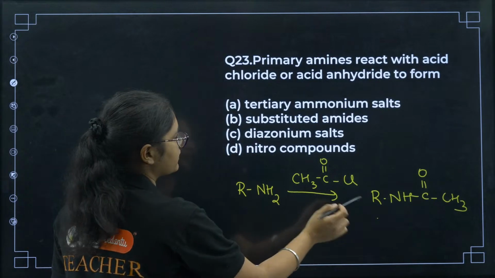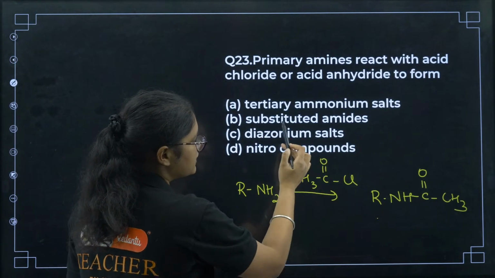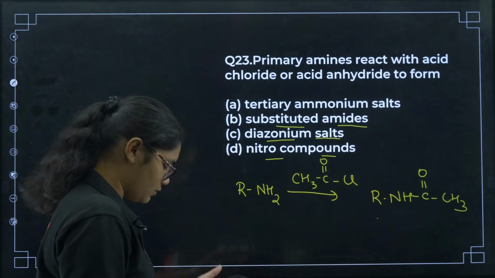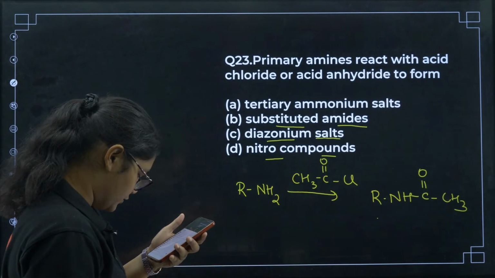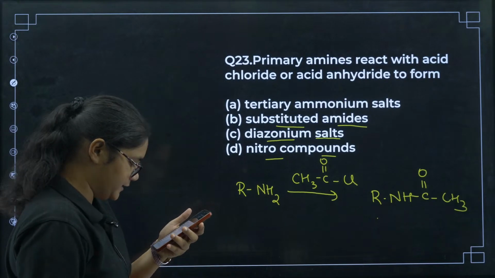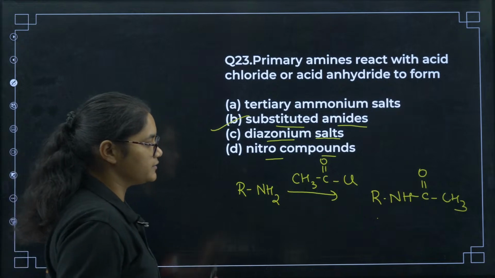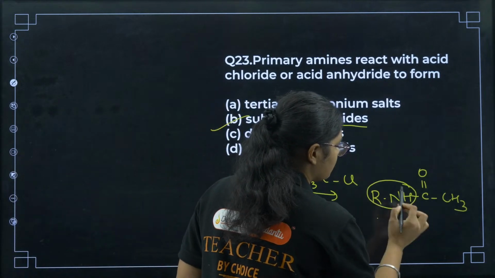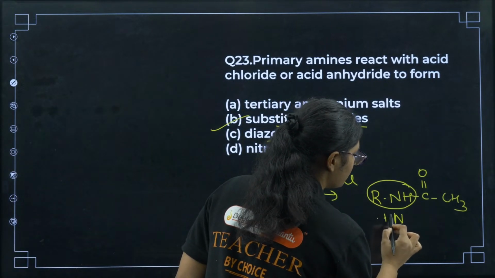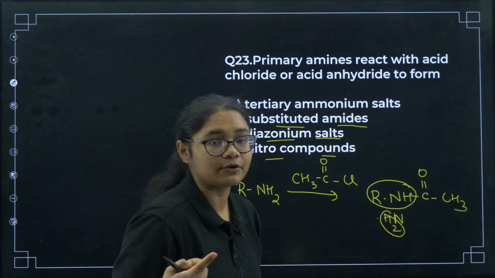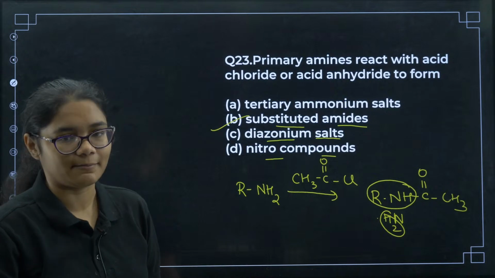So what is this product called? Tertiary ammonium salt, substituted amides, diazonium salts, nitro compounds. What is the product here? Hello Muttappa, good morning. Yes, substituted amides is the correct answer. Now see, this is the amide part. If it is NH2 group, then we call it simple amide.